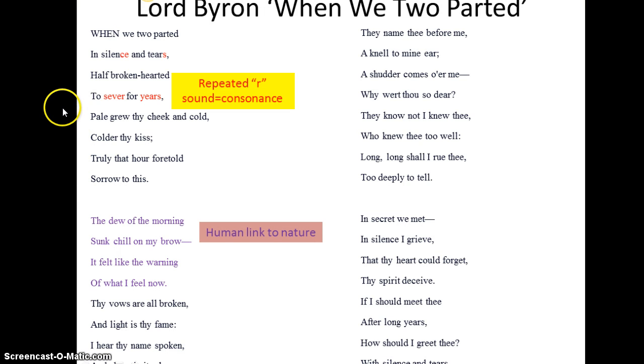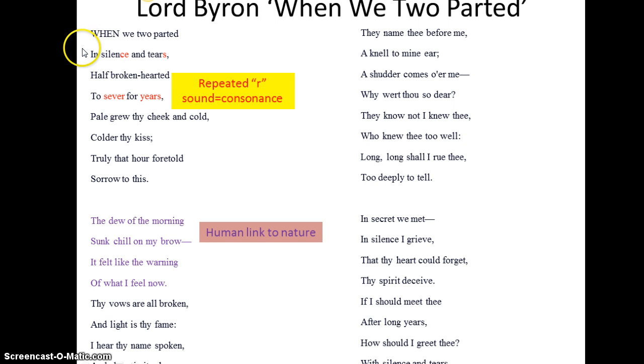All right, so let's start by looking at Lord Byron's When We Two Parted. So I'm going to go ahead and read it. I'm going to stop after each little section or stanza to talk about some of the ideas and some of the techniques. When we two parted in silence and tears, half broken hearted to sever for years. Pale grew thy cheek and cold, colder thy kiss. Truly that hour foretold sorrow to this.